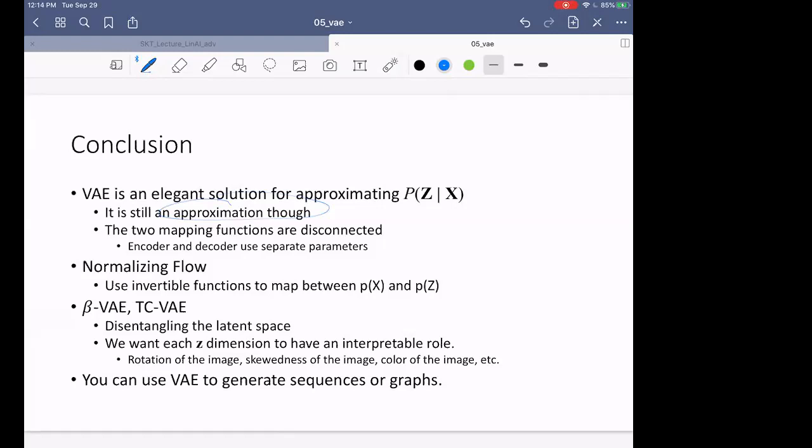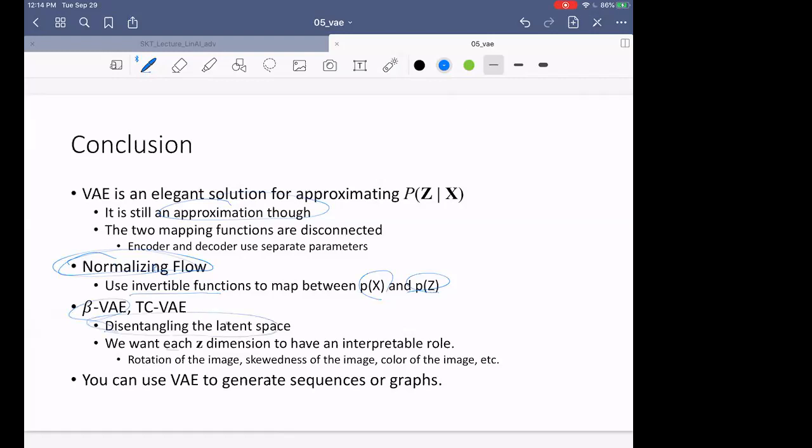And in order to tackle that problem, there's something called normalizing flow, which uses a bunch of invertible functions to map between P(X) and P(Z). So it's no longer an approximate solution. This is an exact solution. You use a set of invertible functions to map X and Z from X space to Z space, which is an interesting concept, normalizing flow. There are also different variations of VAEs, like beta-VAEs and TC-VAEs, that try to disentangle the latent space.